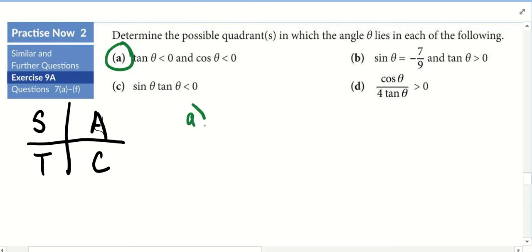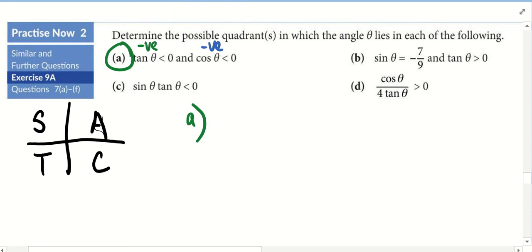Part A. Okay, take a look first, don't copy. Just see what I'm going to do. Tangent theta is less than 0. What's the meaning of less than 0? Is it positive or negative? Negative. Cosine theta is less than 0. Is it positive or negative? Negative, right? Okay, I write different color.